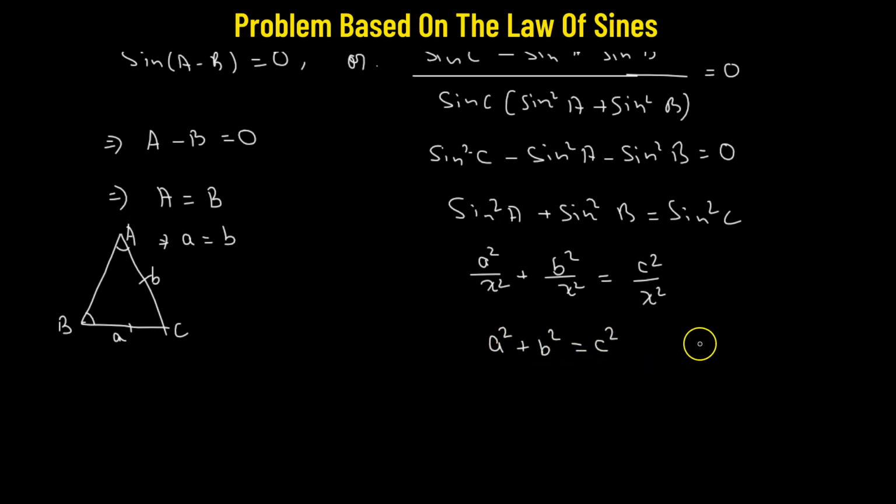And this is the condition that tells us we have a right angled triangle, right angled at C. So we have proved it with the given condition. So the triangle could be either an isosceles triangle or a right angled triangle.